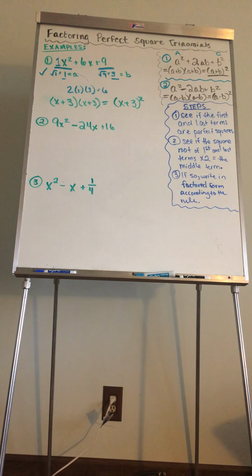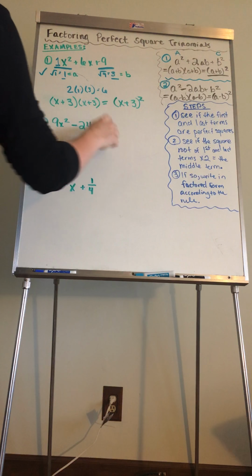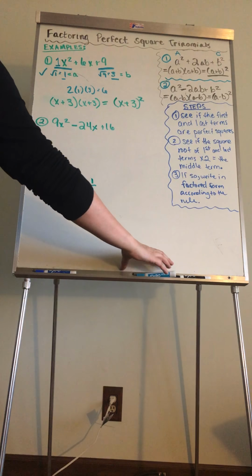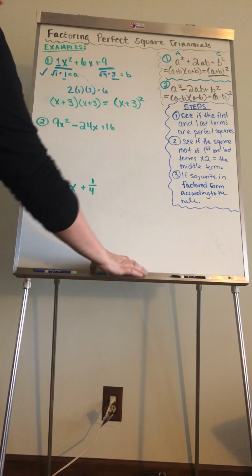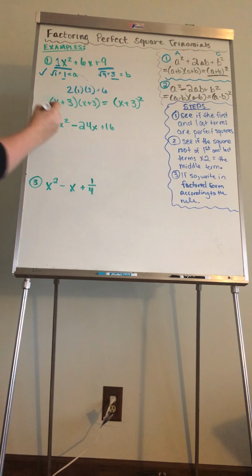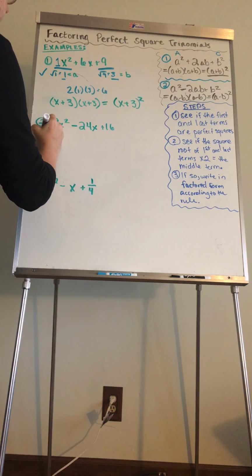So let's take a look at this. I see if 9 and 16 are perfect squares, and they are. Okay, so I'm going to write that. Let me use a darker color. I think that's a little bit hard to see up there. So, yes, they are perfect squares.